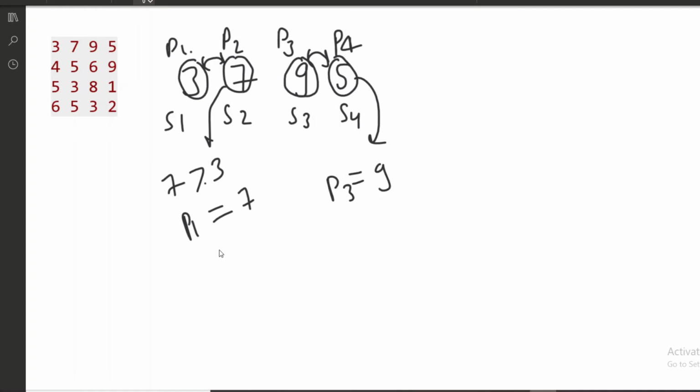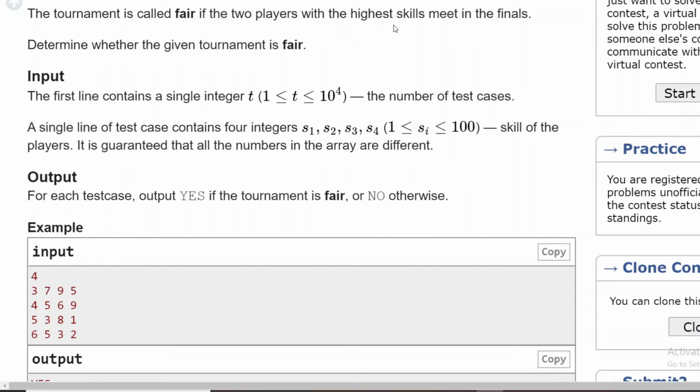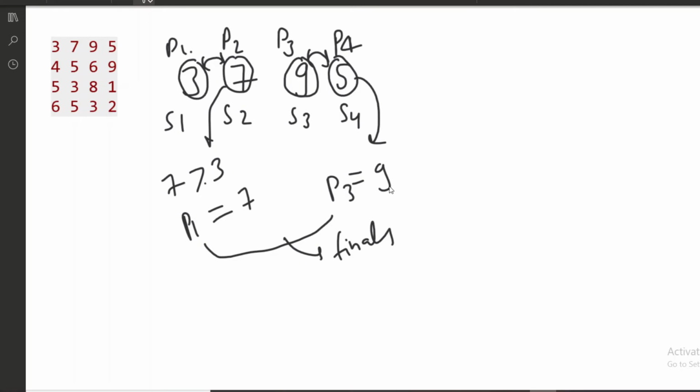Now these two players will reach the finals. Now you have to tell whether the tournament is fair. As given in the problem statement, the two players with the highest skills must meet in the finals. So you need to check whether these two skills are the highest among the whole skill set. Let's verify it. 9 is the highest, that's okay, so it should reach the final. Let's check the other rating. Yeah, 7 is the second highest. So the tournament will be fair for this test case.